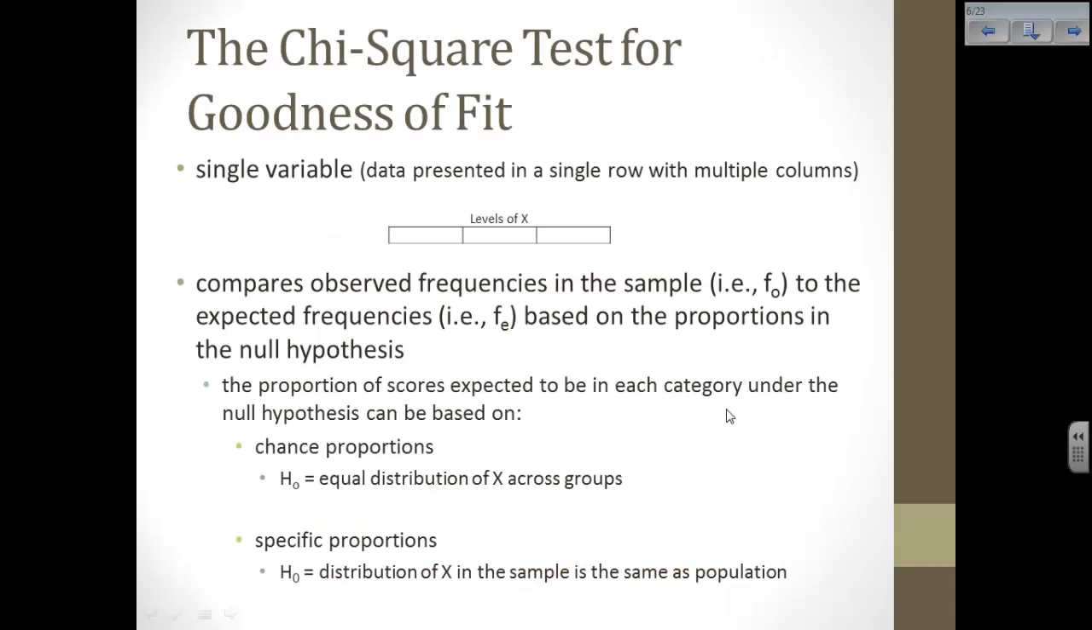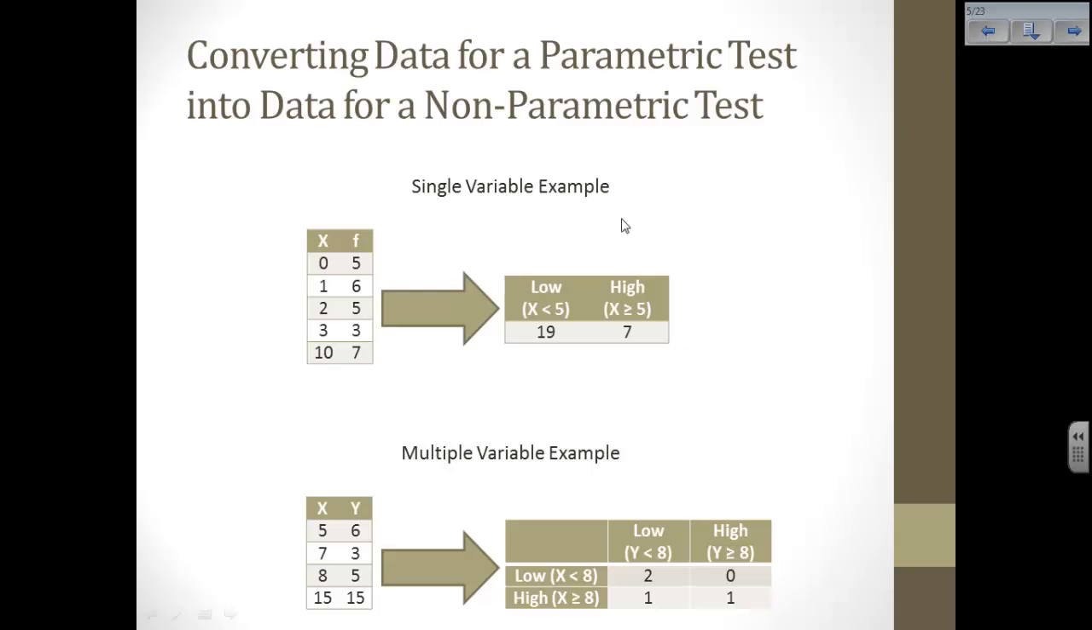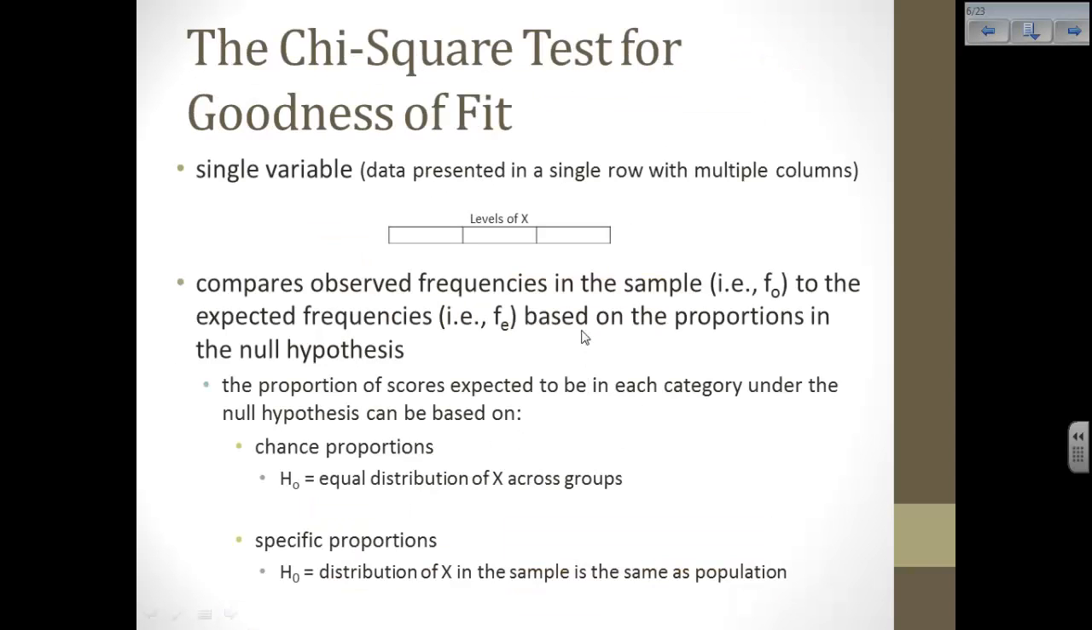So there are two different types of chi-square tests. The first one is a chi-square test for goodness of fit. That's when we have a single variable, so that would be like this example right here, a chi-square test for goodness of fit. When you have a chi-square test for goodness of fit, there's only one variable, and you're going to compare the observed frequencies in the sample, called FO, which stands for frequency observed, to the expected frequencies, FE, frequency expected, based on the proportion of scores expected to be in each category under the null hypothesis.